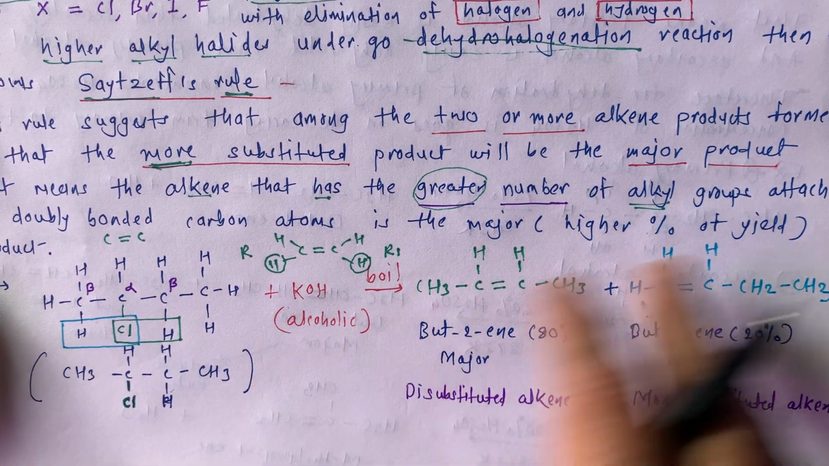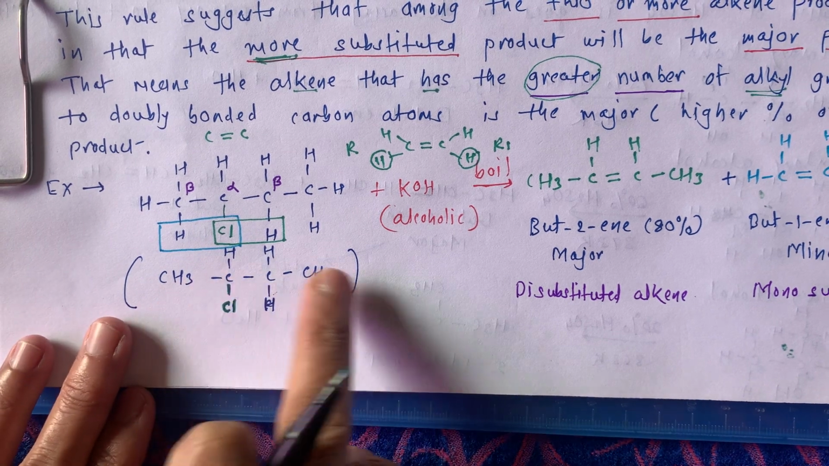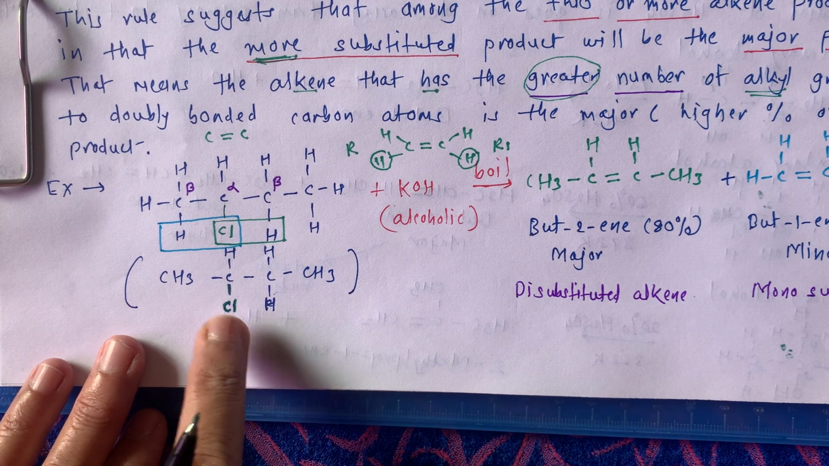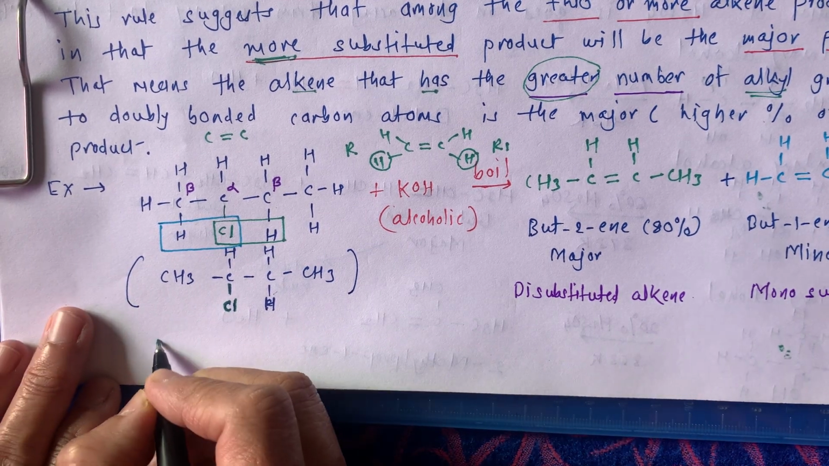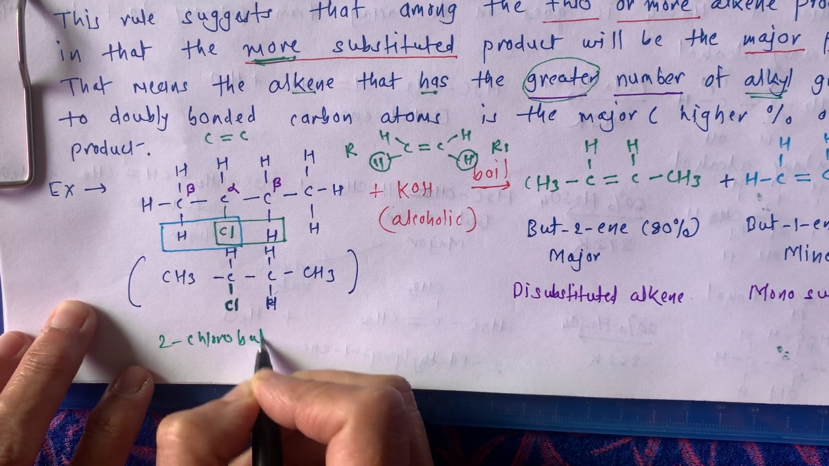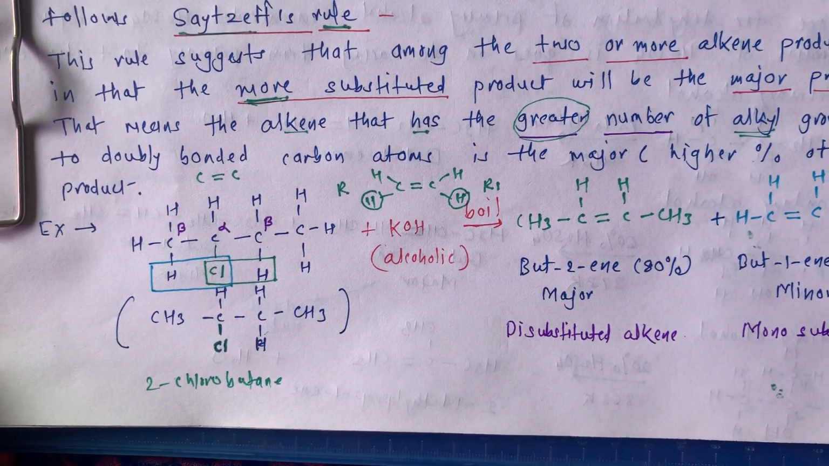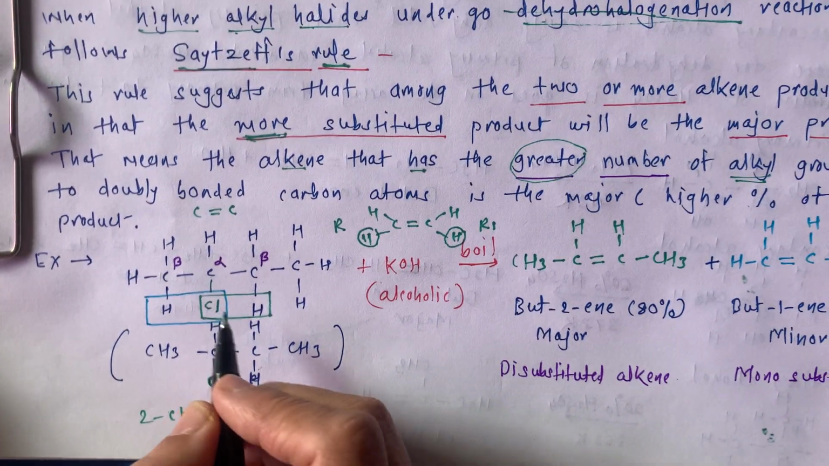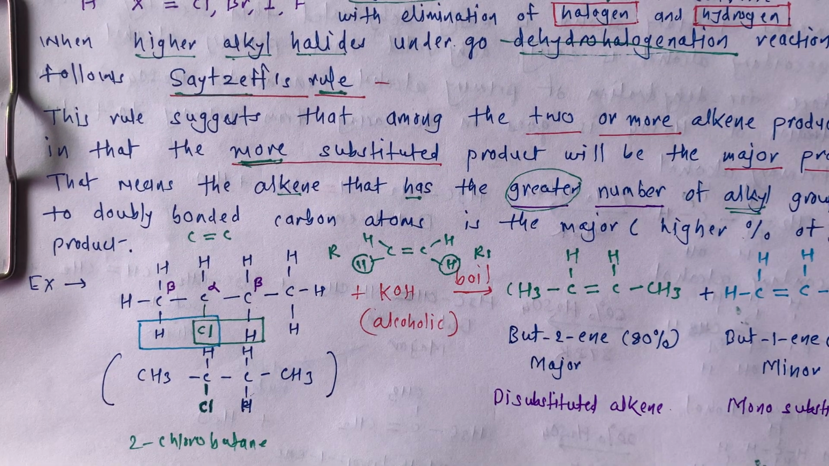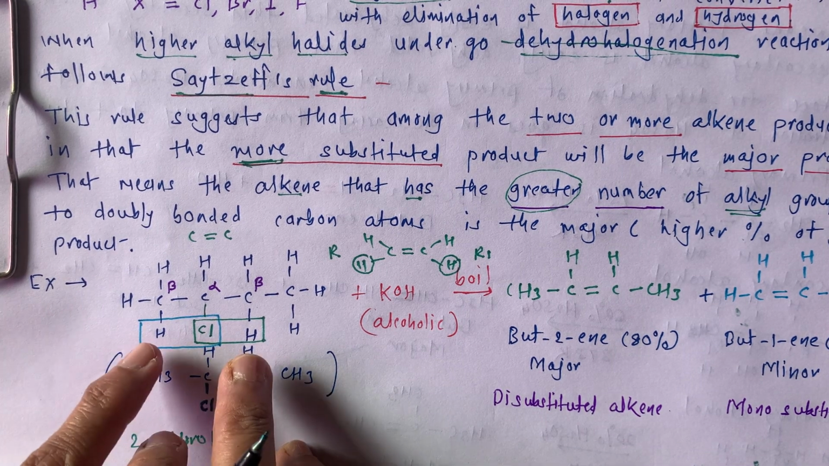Okay, so now see the example. Here, this is 1, 2, 3, 4, the parent hydrocarbon is butane and there is chlorine. So the IUPAC name of this compound is 2-chlorobutane. Now here, what is the beta elimination that we are going to see?